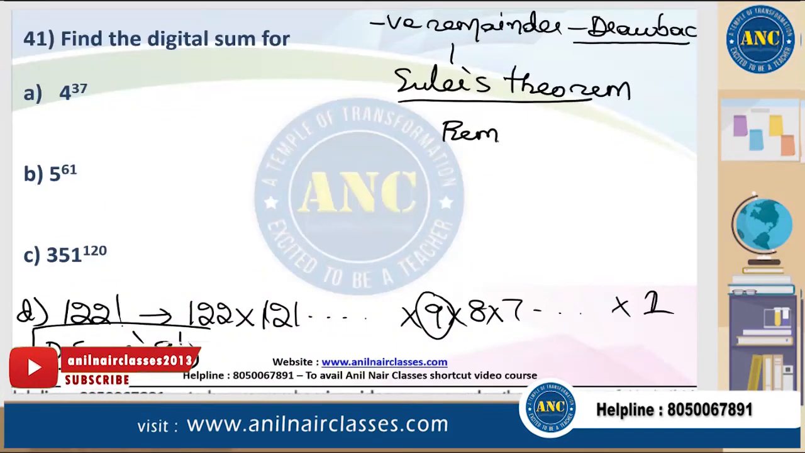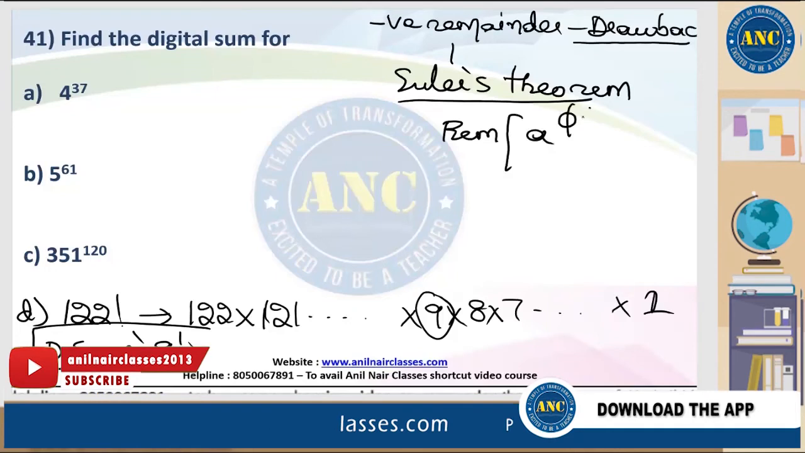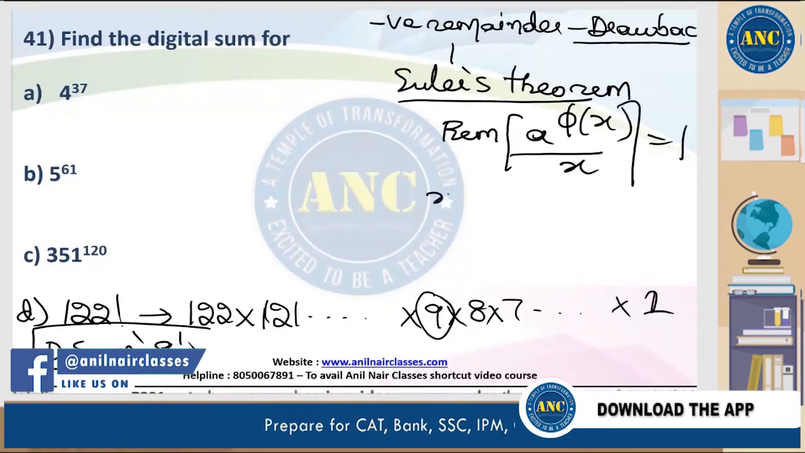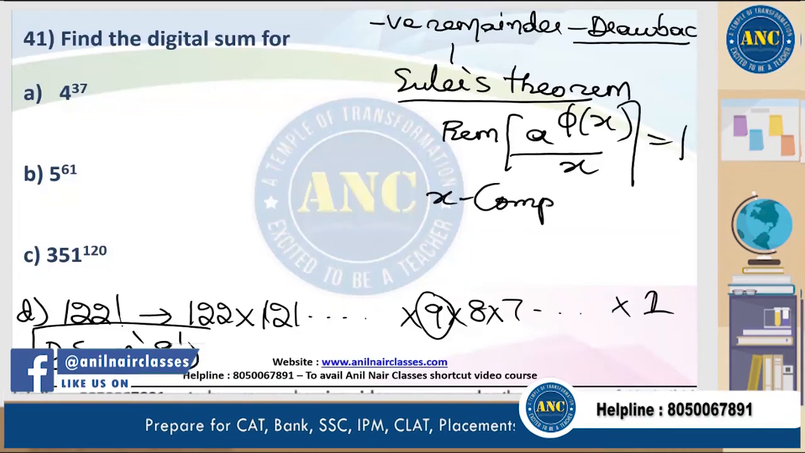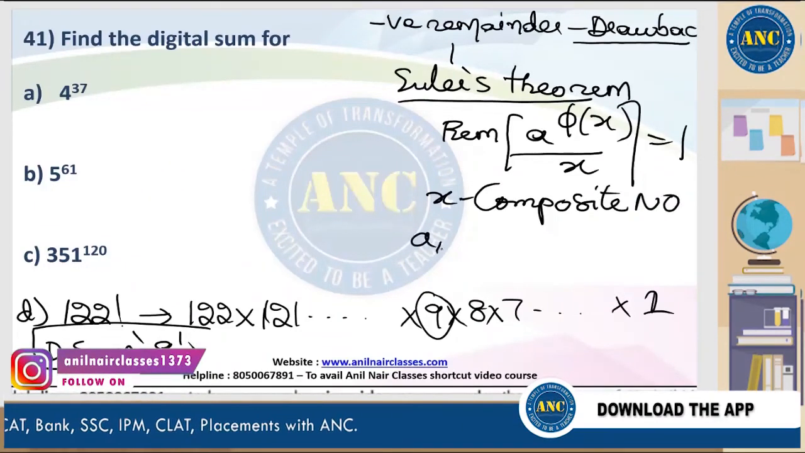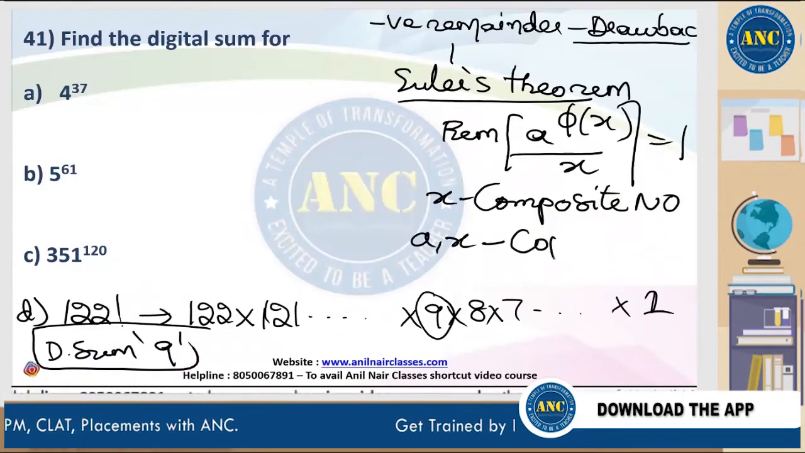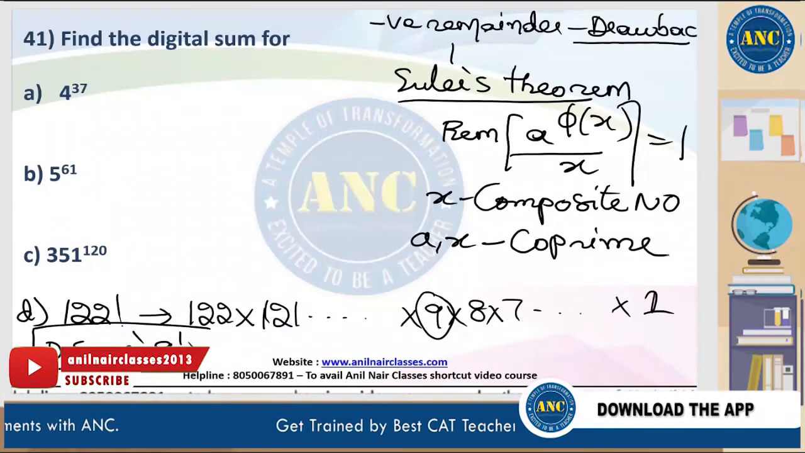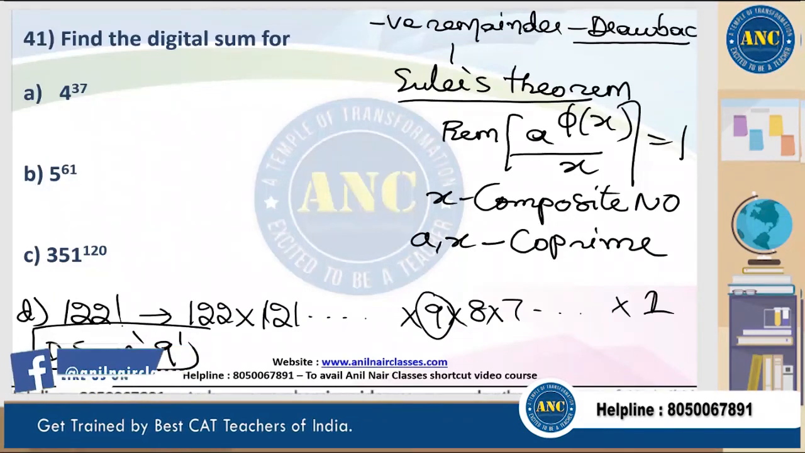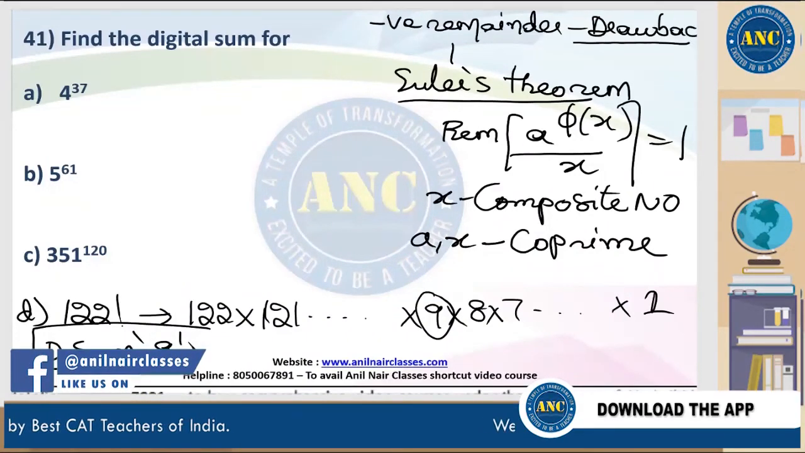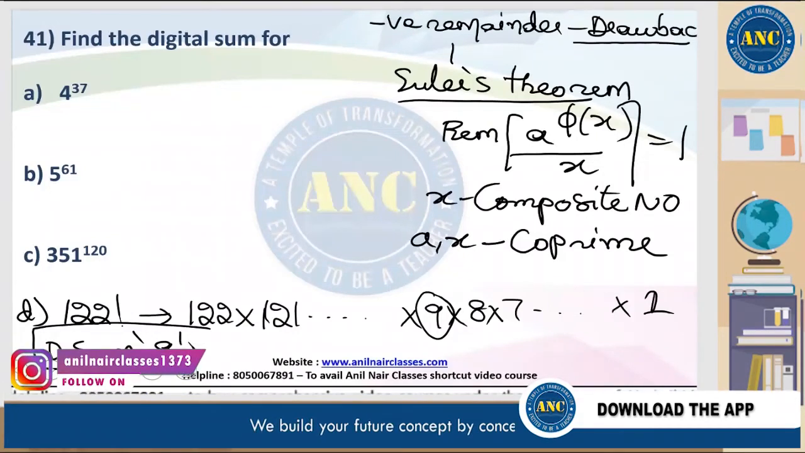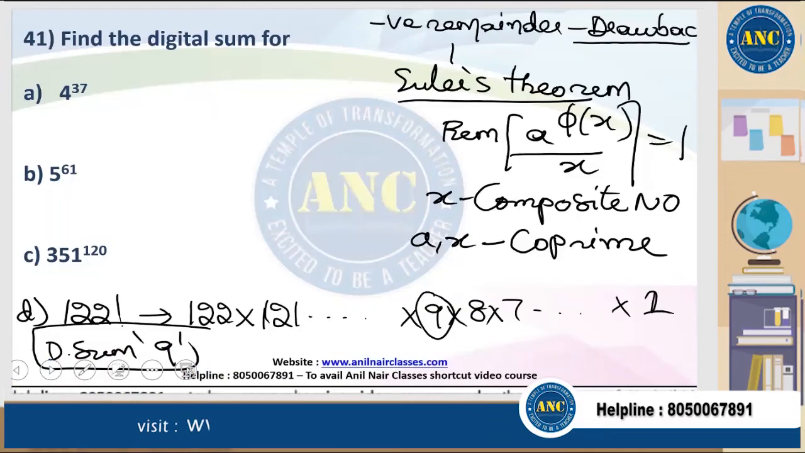In Euler's theorem, what is the concept? Remainder of a power phi of x divided by x is 1, where x is a composite number, and a, x are co-prime to each other. Now, what will happen if the denominator is a prime number?